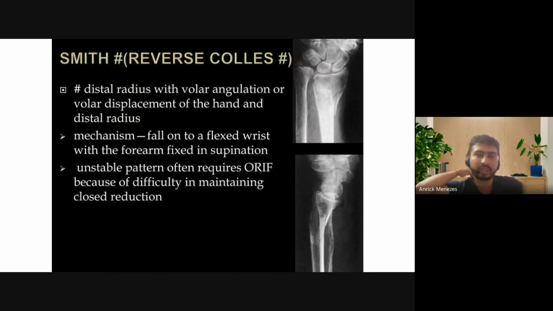Next we have Smith's fracture. If you know one fracture, this is the opposite of it, a reverse Colles. Here it is a distal radius fracture with volar angulation or volar displacement of the hand and distal fragment. Mechanism: again a fall on a flexed wrist with the forearm fixed in supination. It is an unstable pattern that often requires open reduction and fixation because of difficulty in maintaining the closed reduction.